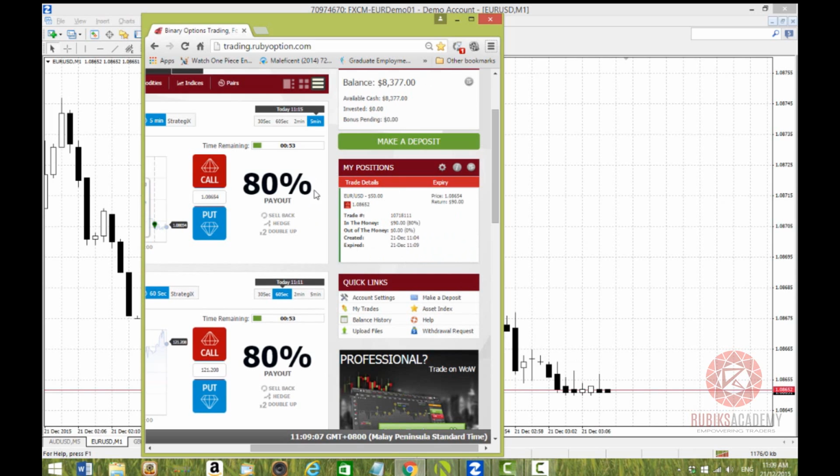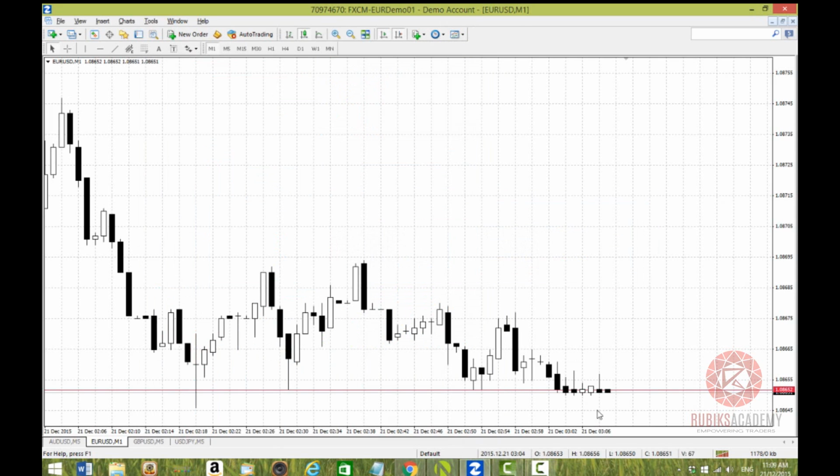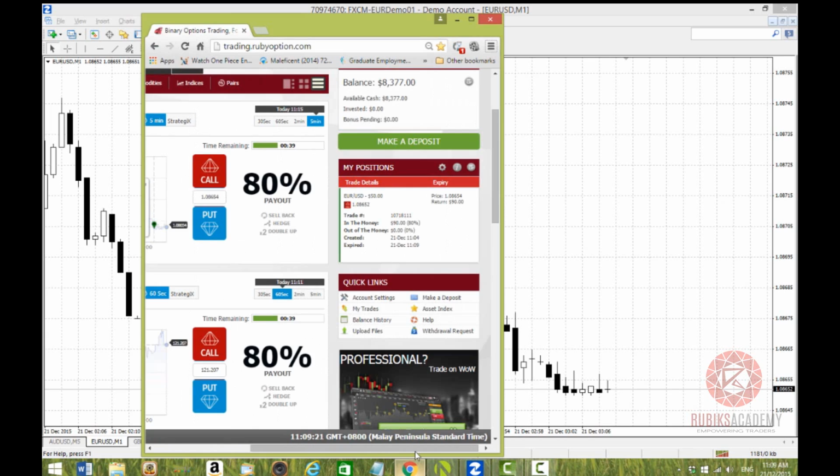I am in the money. I repeat, I am in the money. As you can see, it is green. I have got a return of $90, but it is a very close trade. And as of this point, this support level is no longer valid. I repeat, I'm in the money.